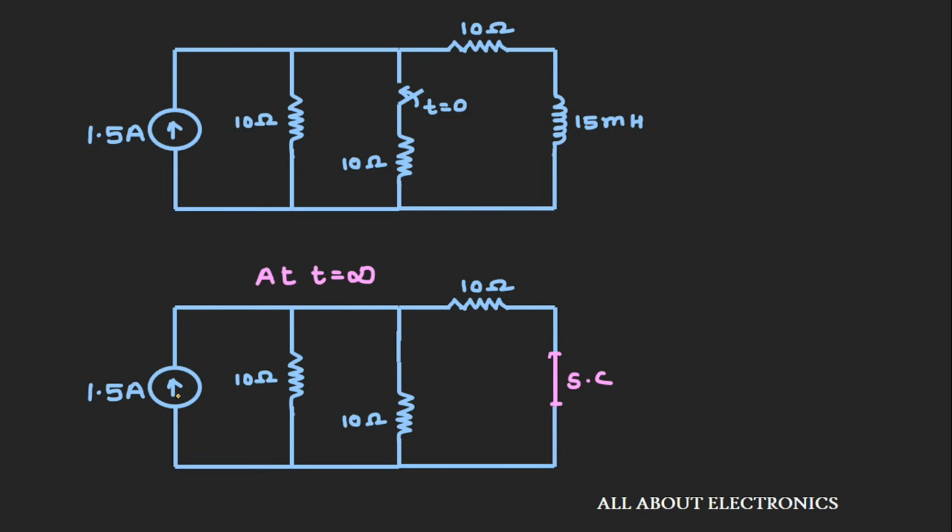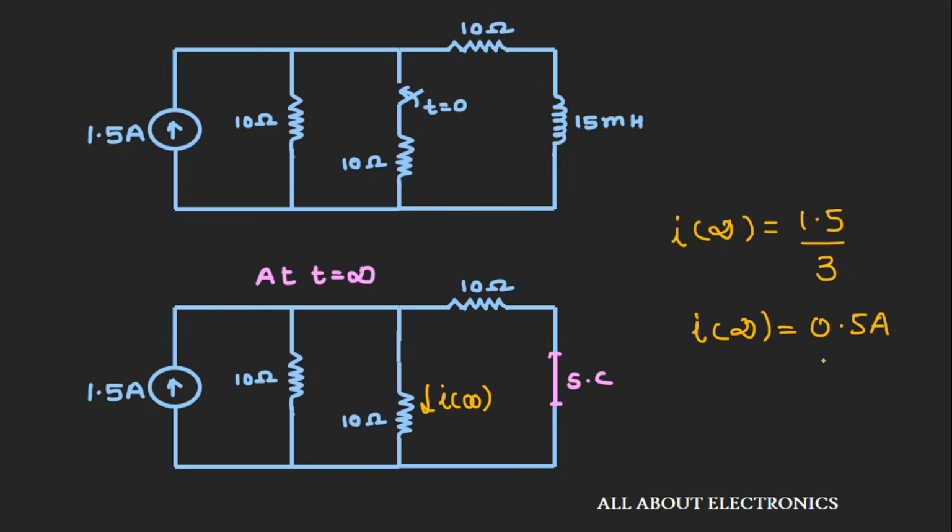So now this 1.5 ampere current will get distributed between these three 10 ohm resistors. So the current that is flowing through this 10 ohm resistor at time t equal to infinity is nothing but I infinity, that is equal to 1.5 divided by 3, that is 0.5 ampere. So this is the current that is flowing through this 10 ohm resistor at time t equal to infinity. So in this way we found the value of current at time t equal to infinity and time t equal to 0.